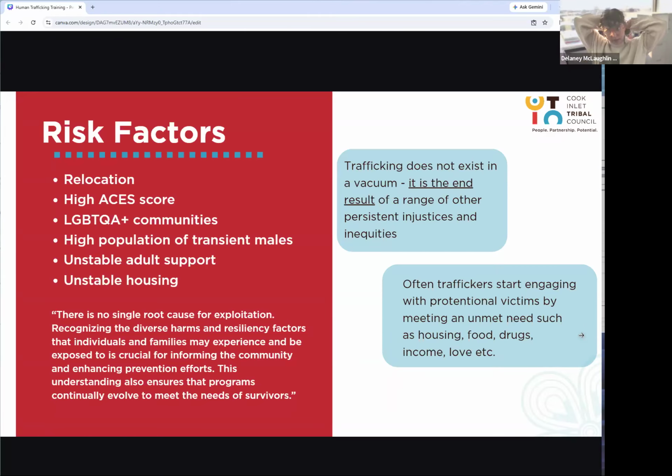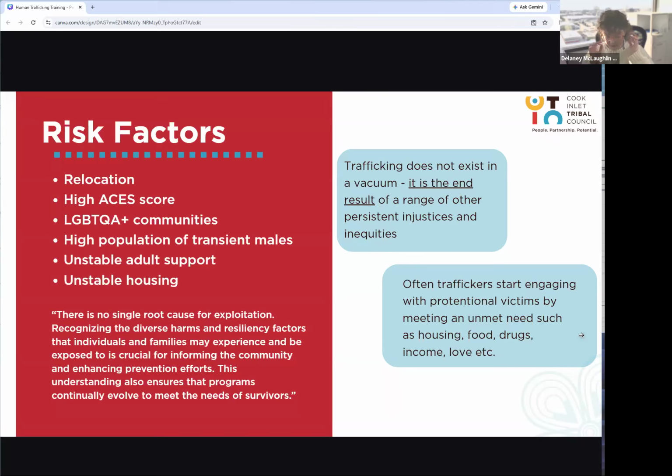So some populations that may be a little bit more vulnerable to this are populations of people who have relocated from a rural area to a more urban area, individuals with a high ACEs score, so that's a high adverse childhood experiences score, individuals a part of the LGBTQIA+ community, anywhere there's a high population of transient males, anyone that has an unstable housing or an unstable adult support.